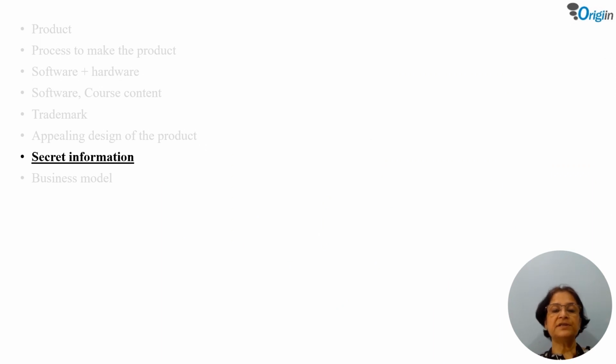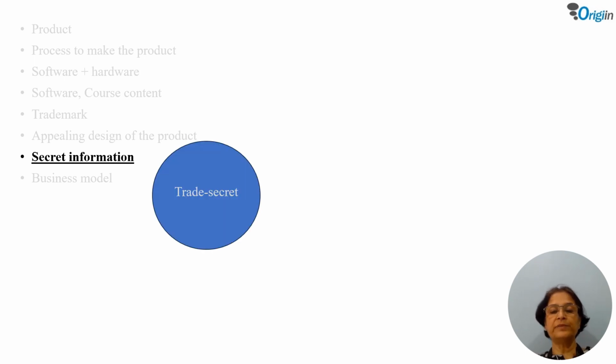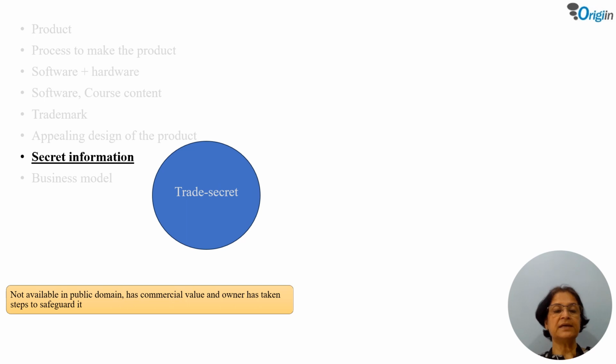If you have secret information in your process or in your product, then you have to see how to maintain it in the form of trade secret. Trade secret is information which is not available to the public. It should have commercial value, and as an owner you should have taken enough steps to safeguard it. One more requirement to call any information a trade secret is that it should be difficult to reverse engineer.